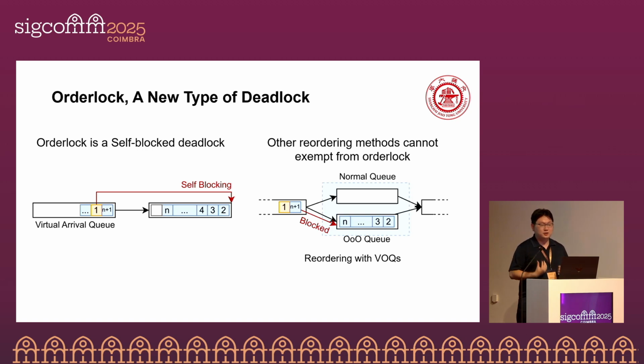Orderlock is a self-blocked deadlock. Similar but different from head-of-line blocking, packet 1 is blocked by packets that were sent after it. But all the packets here belong to the same flow, so unlike head-of-line blocking, it cannot be resumed. Other reordering methods, for example, reordering with VOQs, are also vulnerable, as long as you need to store the early arrived packets in a finite buffer. This risk of Orderlock exists.